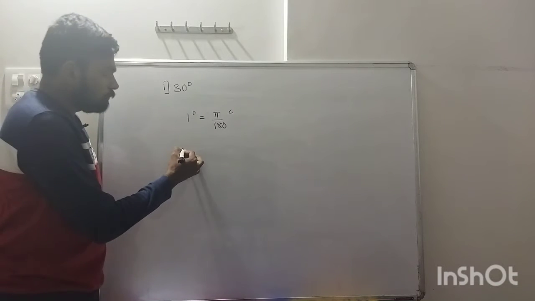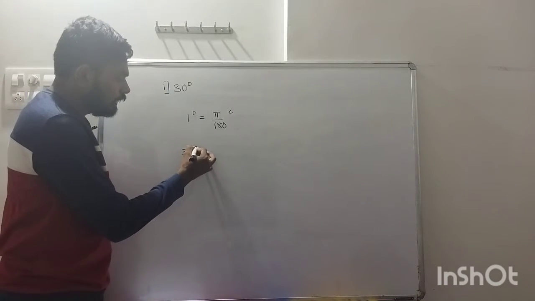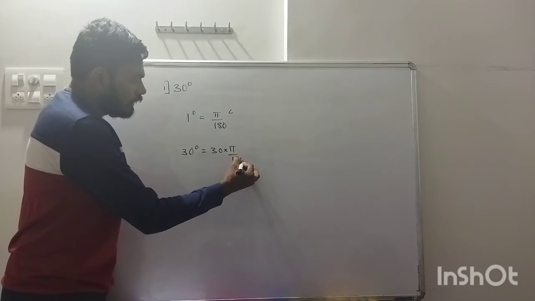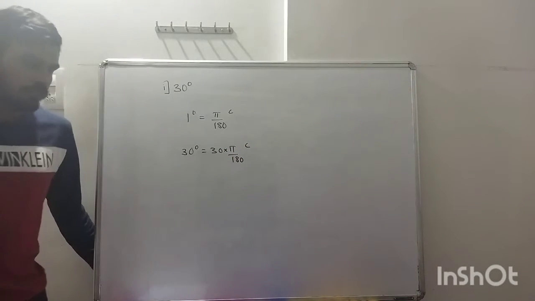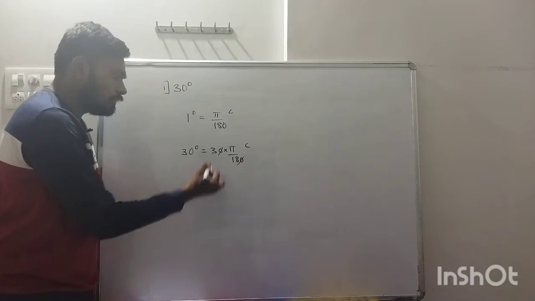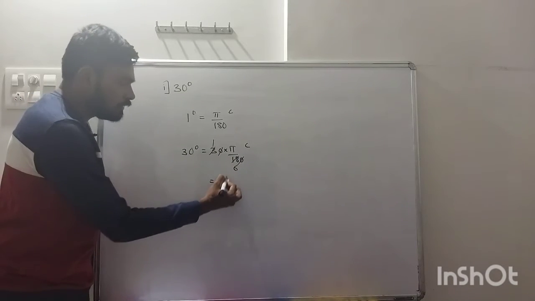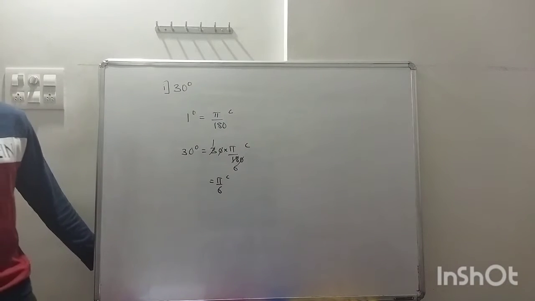Now I multiply 30 on both sides. So what do we get? 30 degrees here, so 30 into pi upon 180. Understood? Now if I cancel this 0 with 0, 3 1s are 3, 3 6s are 18. So we get pi by 6 radians. Understood? So 30 degrees is pi by 6.